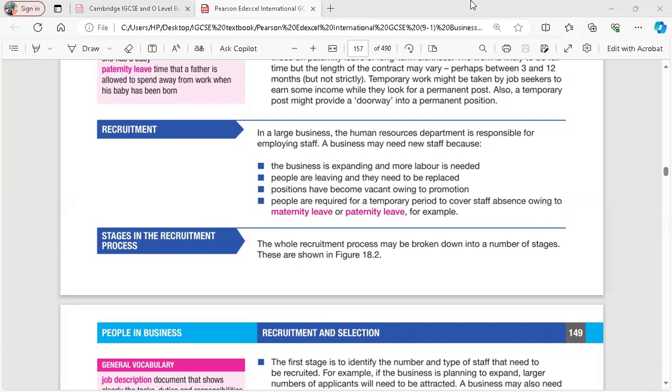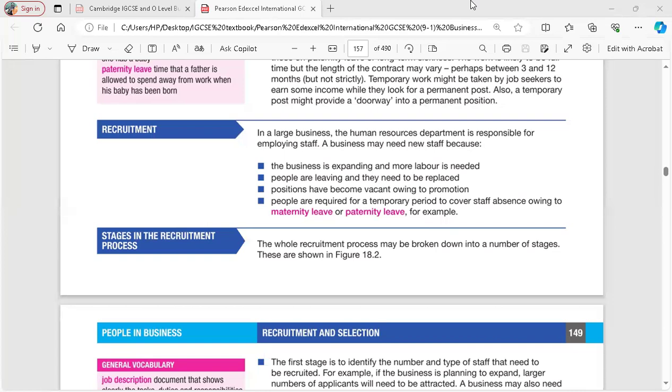So you already said in a large business, the human resources department is responsible for employing staff. So a business may need new staff because what? When it comes to recruitment, it means we need to select somebody to fill a vacant position. But in every organization, this task is carried out by the human resources department.